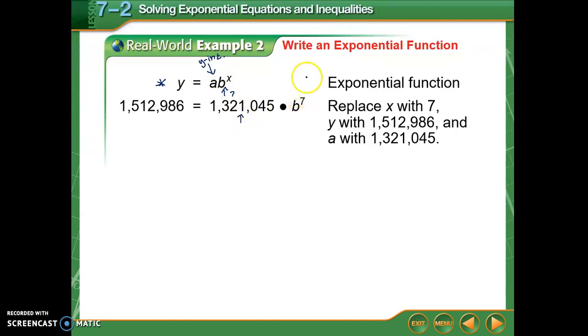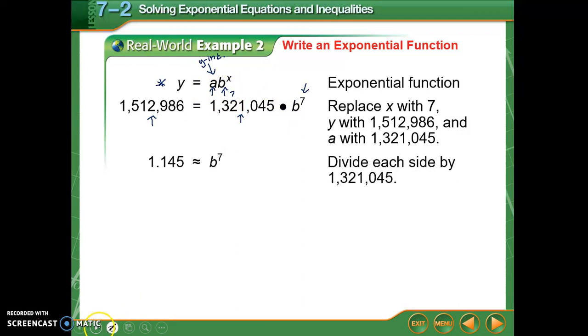And then notice, remember I had a second ordered pair where x equals 7 and y equals 1,512,986. So you plug in your second ordered pair, x and y, and the value that they give you for the y-intercept always goes in for a. We need to solve for b. So we're going to divide both sides by 1,321,045. That gives us 1.145 is b to the 7th. Notice we're approximating because I had to round off my number.